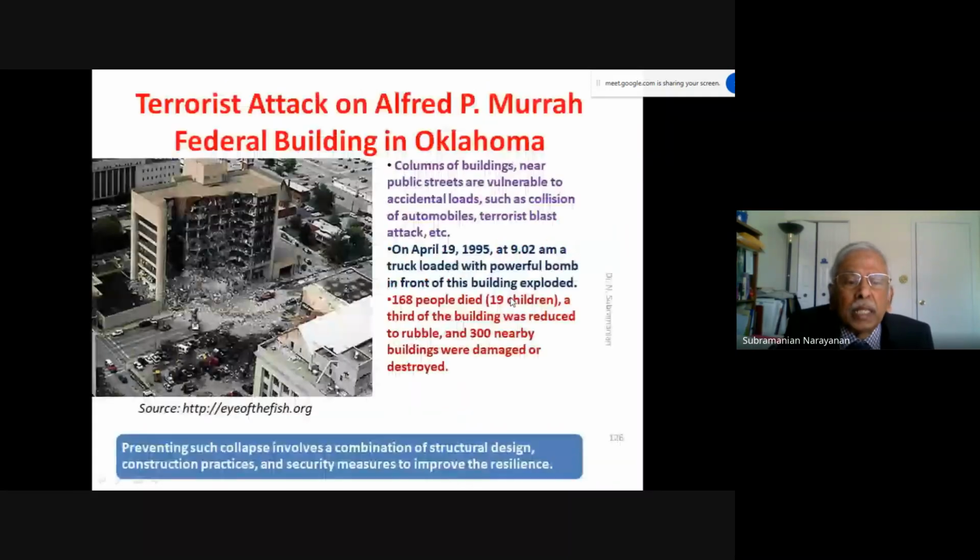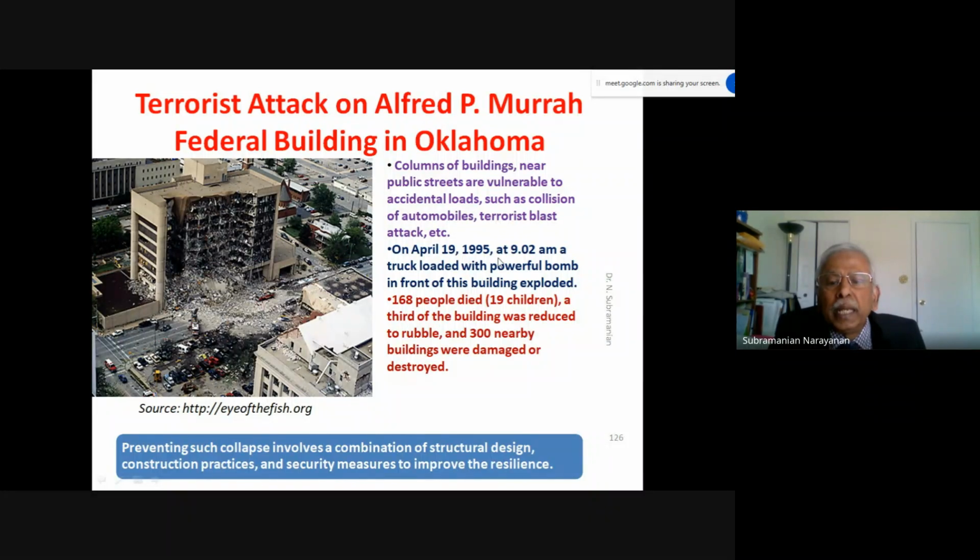And I think we will go to the terrorist attack. This is also a man-made disaster. This shows the Alfred P. Murrah Federal Building in Oklahoma. So you see the kind of destruction due to the bomb attack.